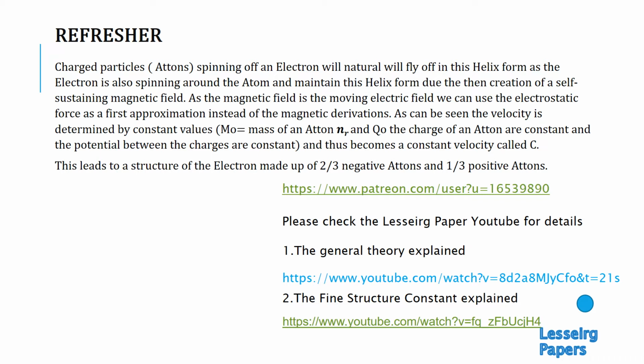So the electron is made up out of these small charged particles, and the structure is 2/3 negative attons and 1/3 positive attons. The antimatter positron is, of course, then the opposite. It is 2/3 positive attons and 1/3 negative attons.